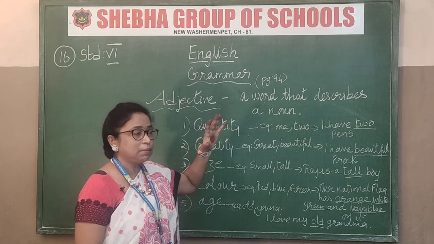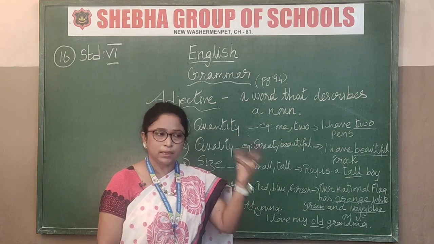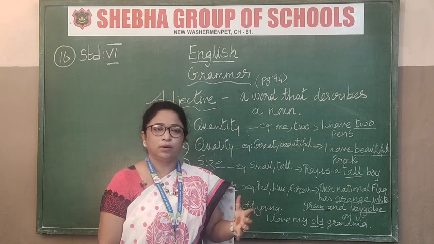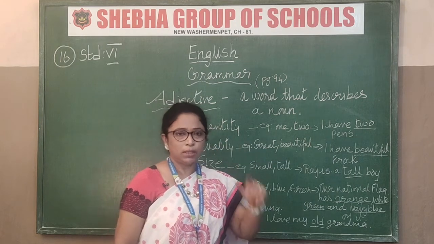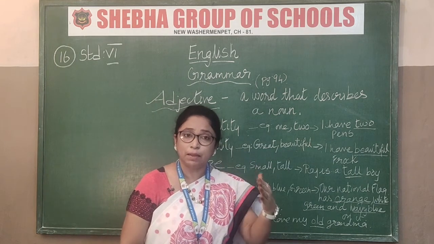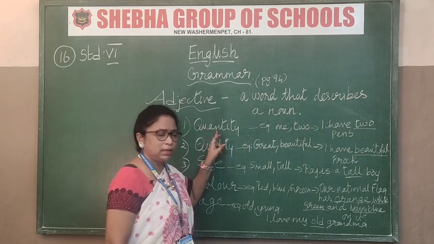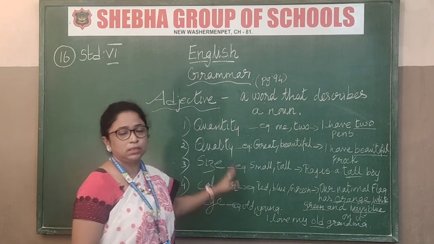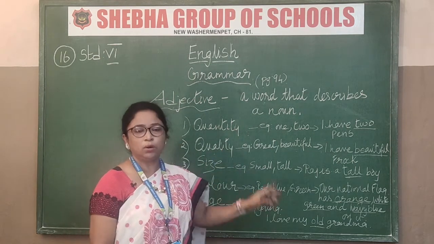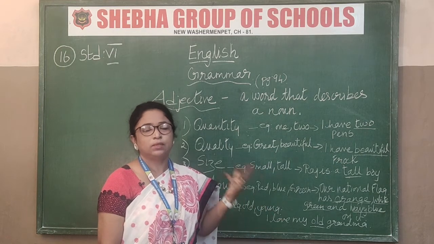Describing is a general word. You are going to describe a thing or a person. So in that description there are varieties. What are the different types of describing words? See there, it comes in quantity, quality, size, color and age. So keeping this in mind only, you are going to describe the person or a thing or a place.